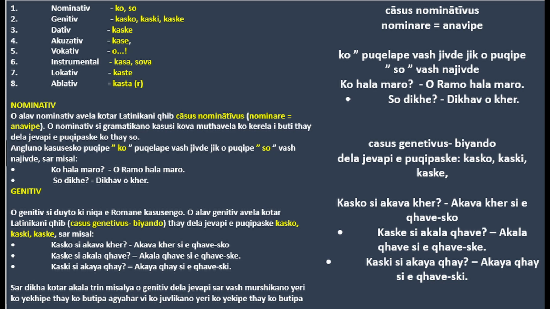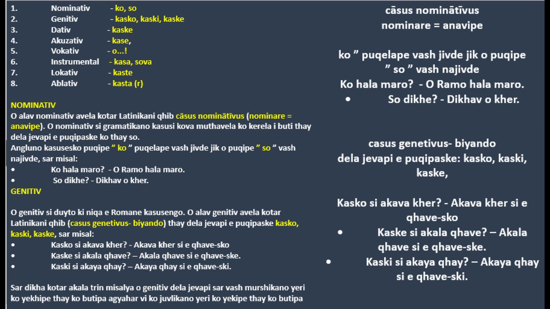The first question word of the case, ko, asks for living beings, whereas the question, what, refers to objects, for example, ko halamaro, o ramo halamaro. Who eats bread? Ramo eats bread. So dikher. Dekav okher. What are you looking at? I look at the house.